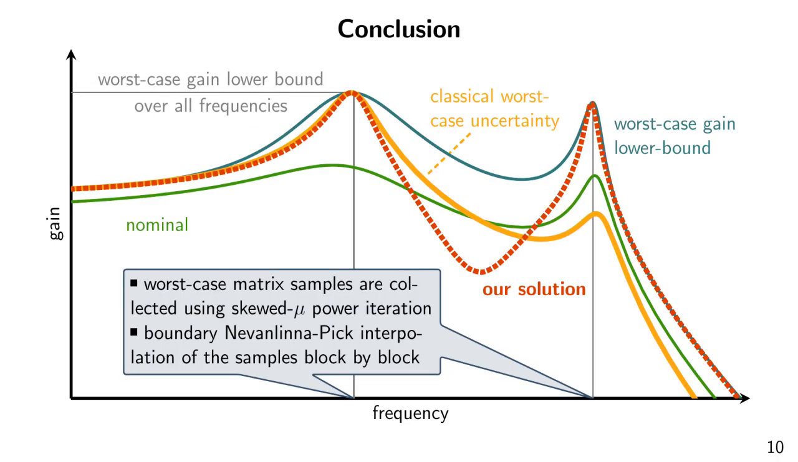Let me conclude the talk. I presented a method to construct an uncertainty sample that maximizes the gain of an uncertain system at several given frequencies simultaneously. The method consists of using the skewed mu power iteration to collect worst-case complex matrix samples of the uncertainty at the given frequencies and interpolating these samples using the boundary Nevanlinna-Pick interpolation block by block.